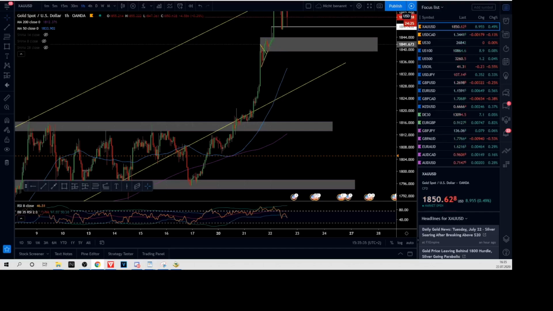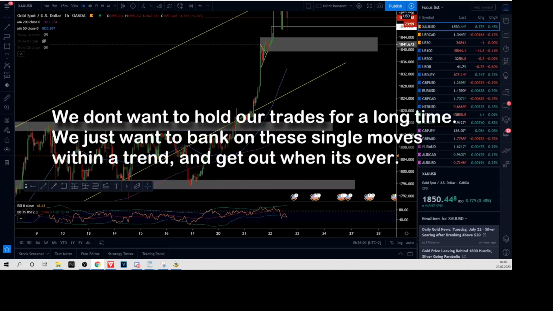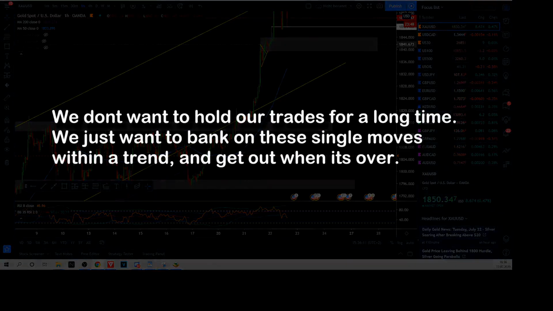That means you should close maybe partial profits, or you should move your stop and secure your profits. I mean, this is up to you, okay? You can put your stop behind the low or high of the recent candle, or you can put your stop below the recent structure low or high, or you should close the trade as soon as you see a break of structure, okay? When the opposite side takes control of the market, we don't want to hold our trades for a long time, okay? We just want to bank on these single moves within a trend and get out when it's over.